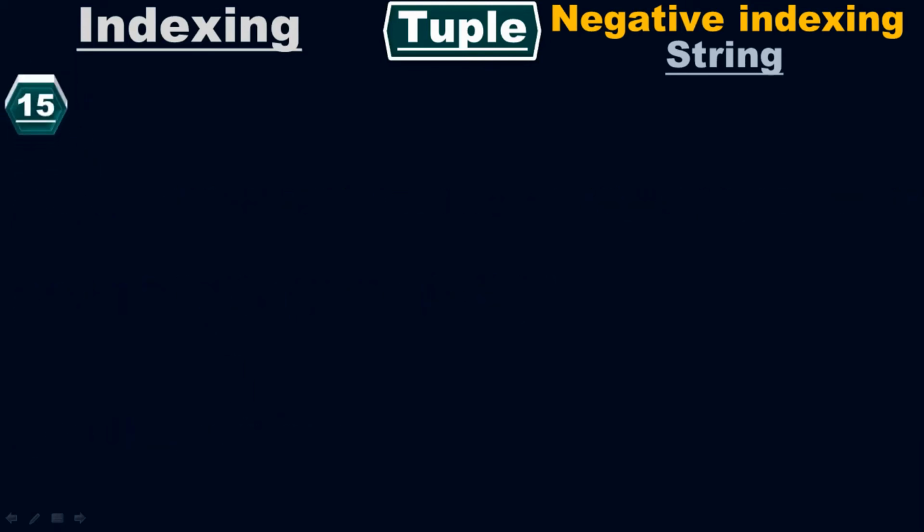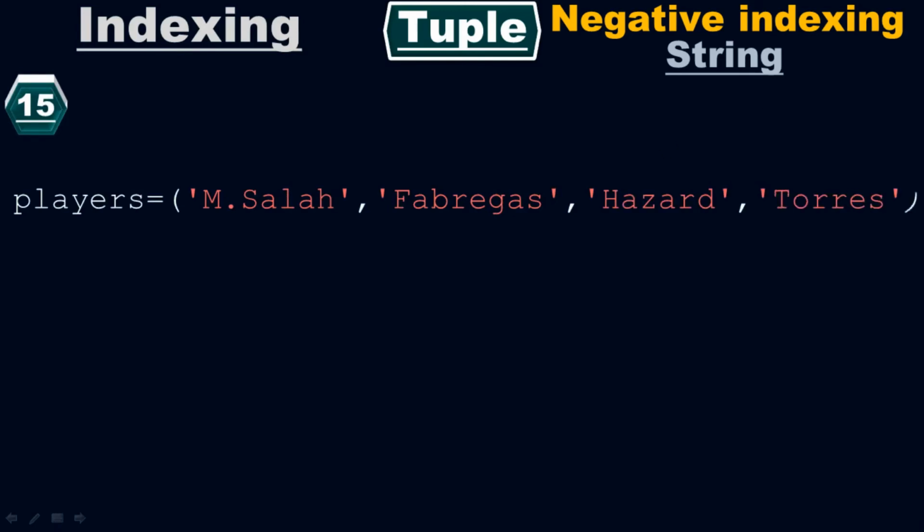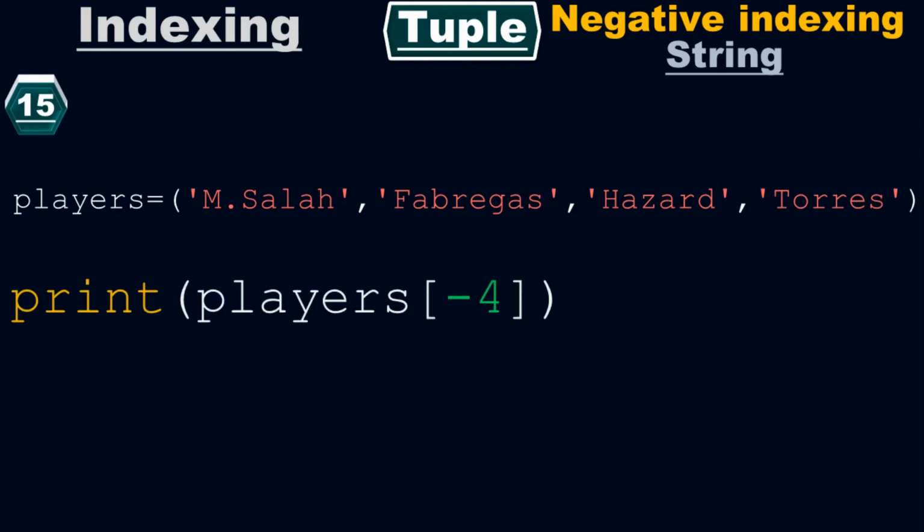Example number 15. Take the same expression again, players = (Muhammad Salah, Fabregas, Hazard, Torres). Take print(players[-4]), which will return Muhammad Salah in the output. Look, -1, -2, -3, -4. So exactly at -4, we have Muhammad Salah. Therefore, at -4, the program will return Muhammad Salah in the output.